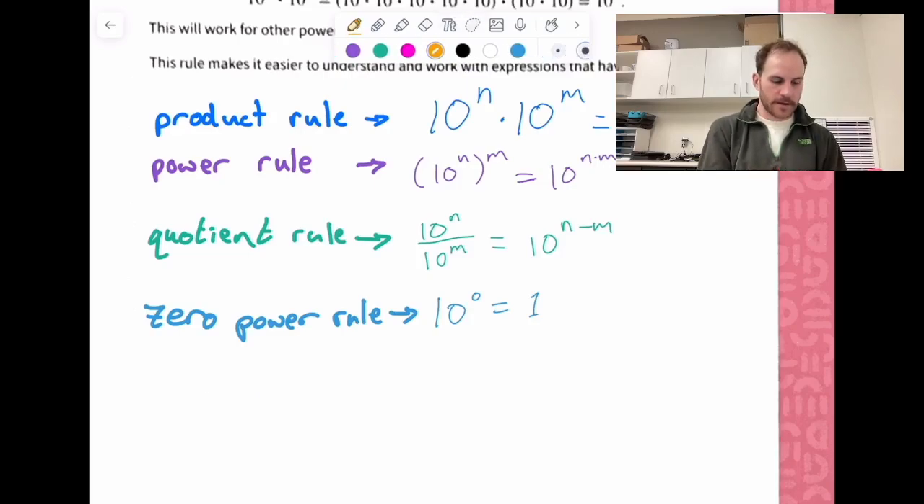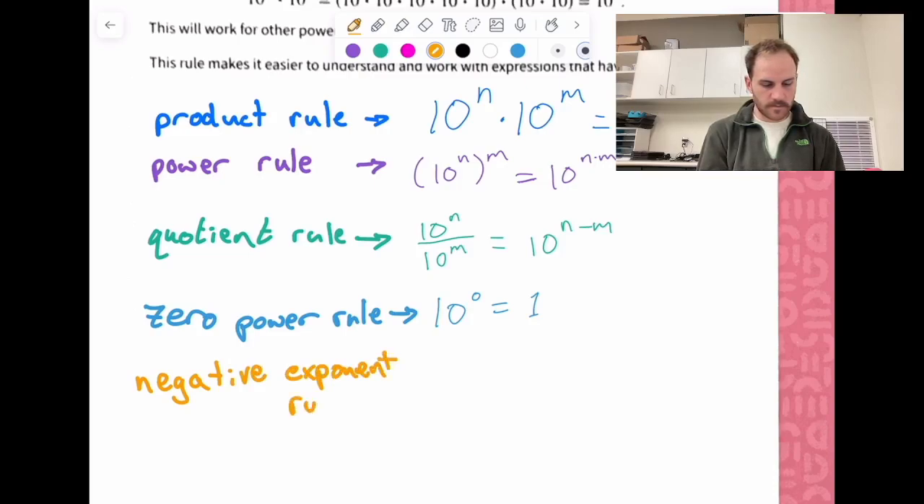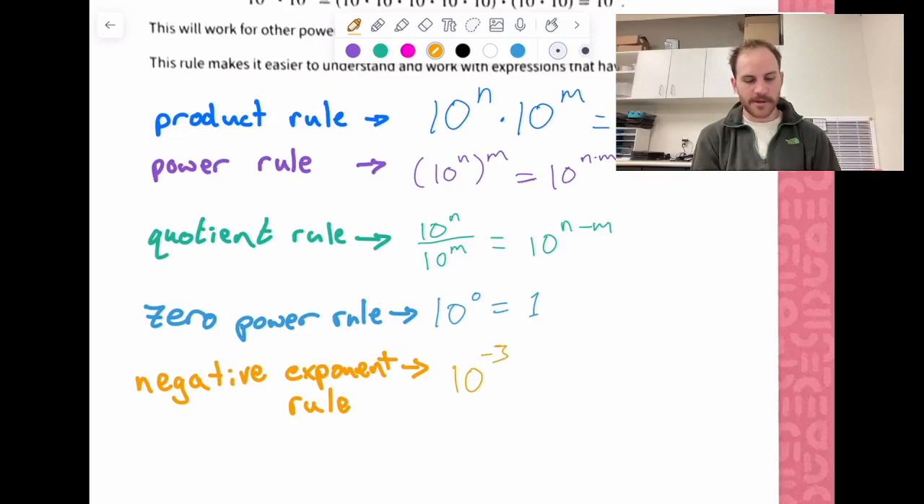All right? So this is called the negative exponent rule. And what this states is that if we have 10 to the negative third, okay?